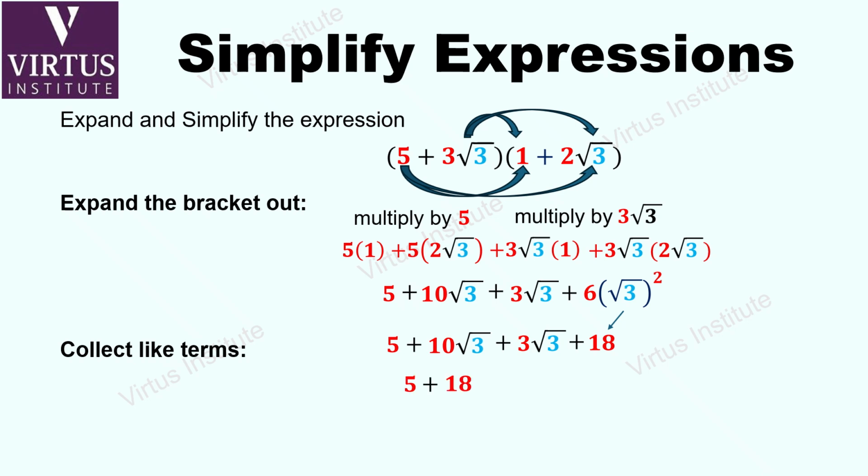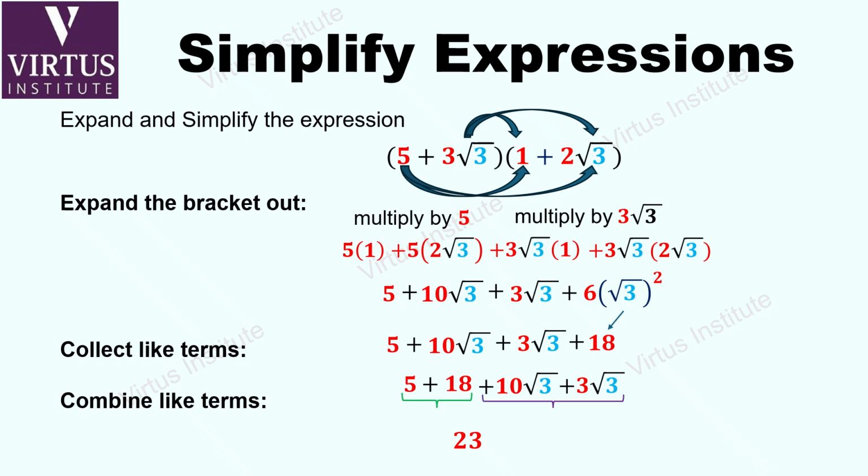Now, collect the like terms. Then, combine the whole numbers. 5 plus 18 becomes 23. Likewise, combine the surd terms together. 10 root 3 plus 3 root 3 becomes 13 root 3. Thus, the final answer becomes 23 plus 13 square root 3.